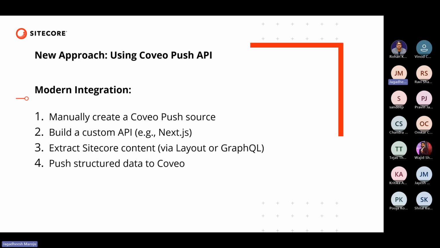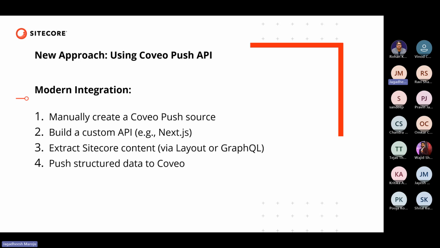That's basically an empty bucket in Coveo where we can push the content. Then I built a custom API using Next.js. Why did I choose Next.js? Because XM Cloud is headless, and we built a Next.js application to talk to XM Cloud and serve the website. So that's why I chose Next.js, and that extracts the content from Sitecore.